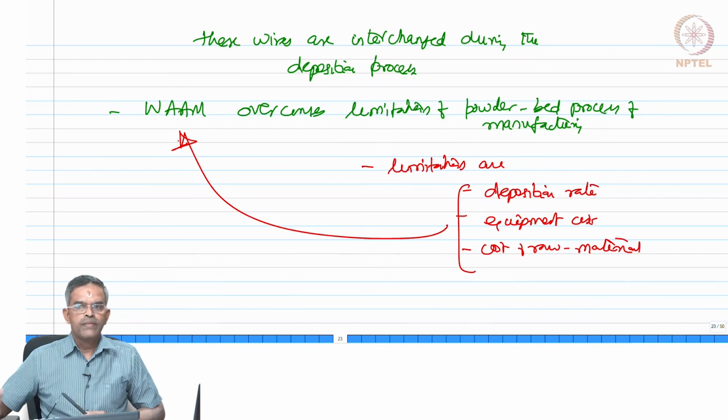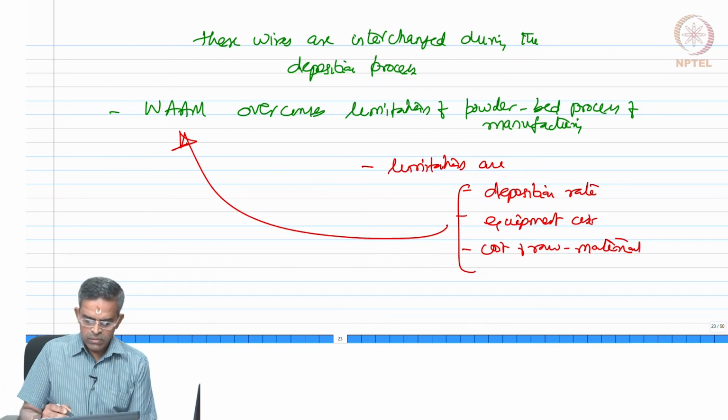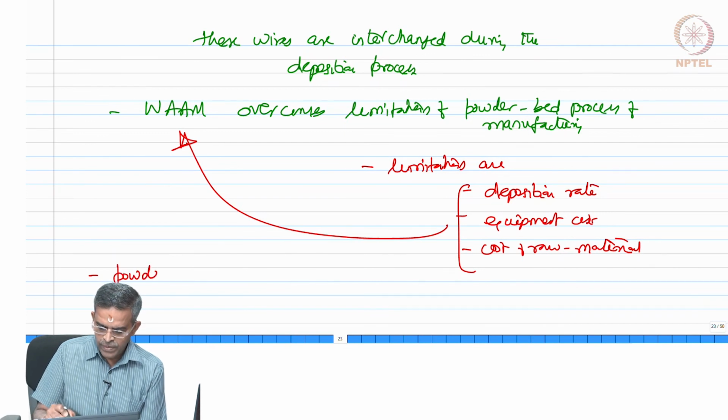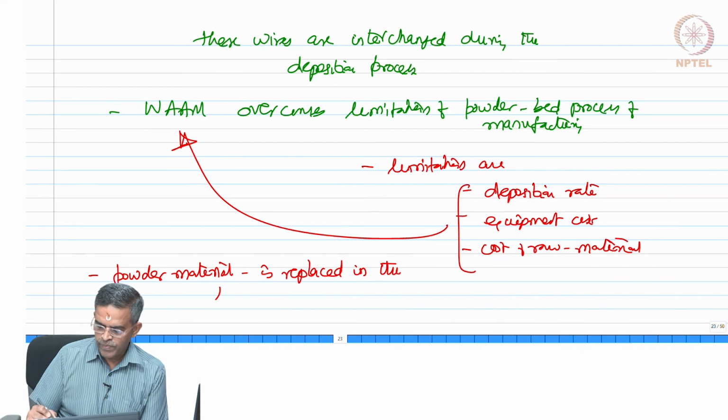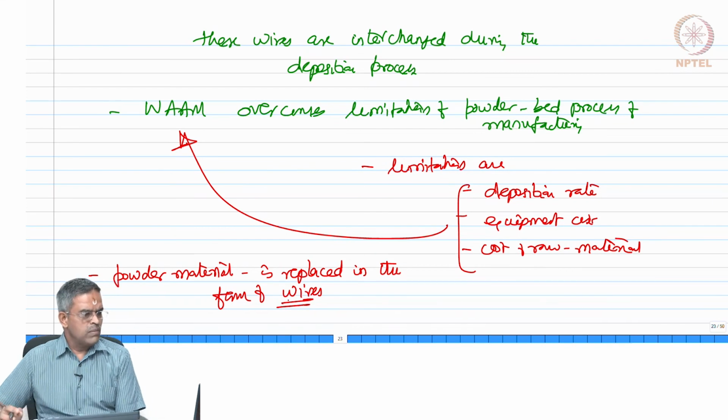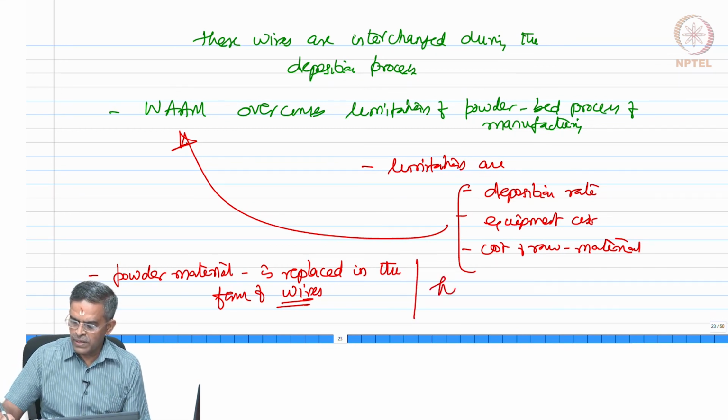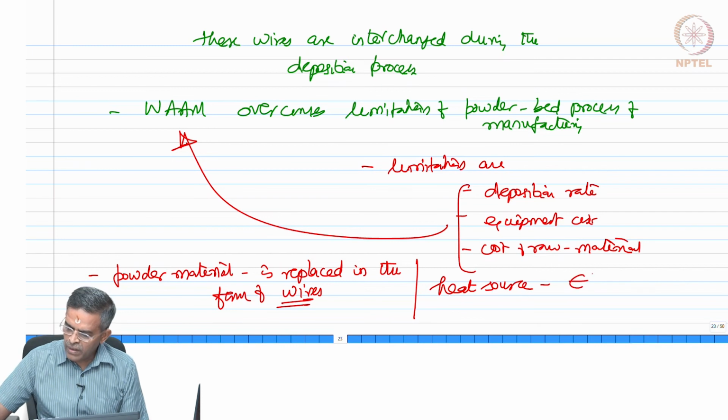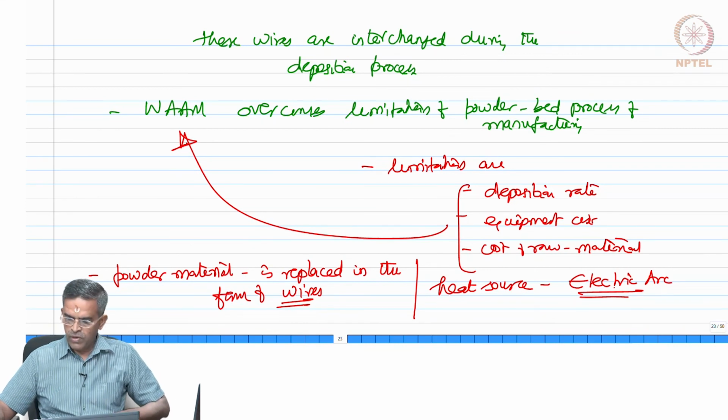So, in WAAM, the powder material is replaced in the form of wires. Okay, that is one physical difference you can see here. So, the heat source used for manufacturing is an electric arc. That is the heat source we use for manufacturing.